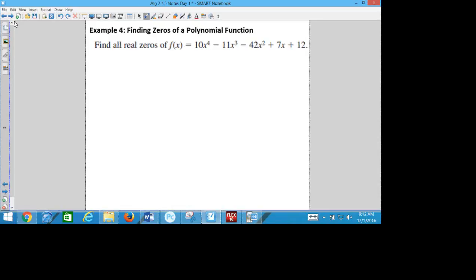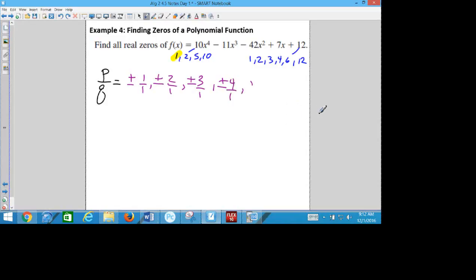Okay, so example 4, you will see that P is 12, but Q is 10. So the factors of 10 are 1, 2, 5, 10. And the factors of 12 are 1, 2, 3, 4, 6, 12. So what we're going to do is our P over Q. I'm going to first use just that Q with all of those P's, so I stay organized and don't skip any. So I'm going to do plus minus 1 over 1, plus minus 2 over 1, plus minus 3 over 1, plus minus 4 over 1, plus minus 6 over 1, plus minus 12 over 1.